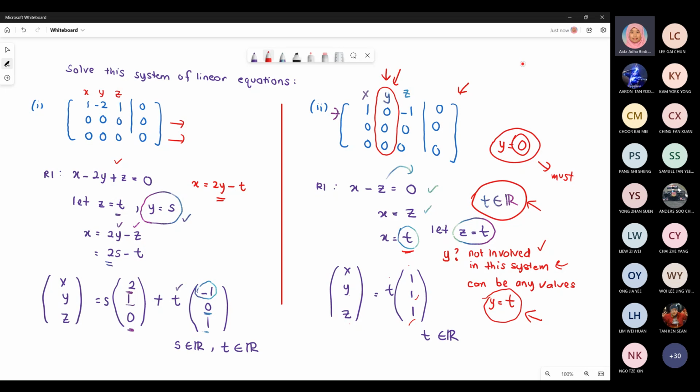If you write the answer as 1 0 1, this is the wrong answer, because you already put the value y must be equal to 0. But actually, your y here can be any real number. So please make sure you know these two conditions, and how you want to have the system of linear equation for these two cases.